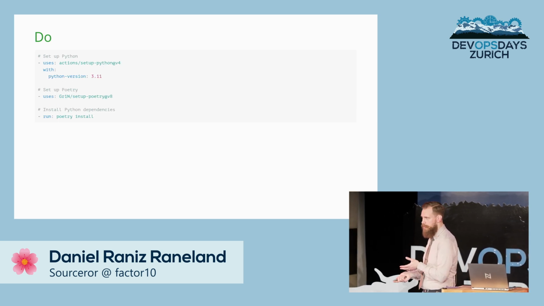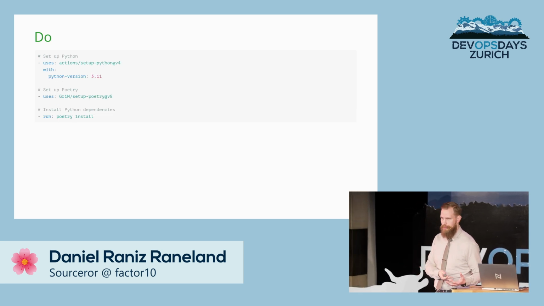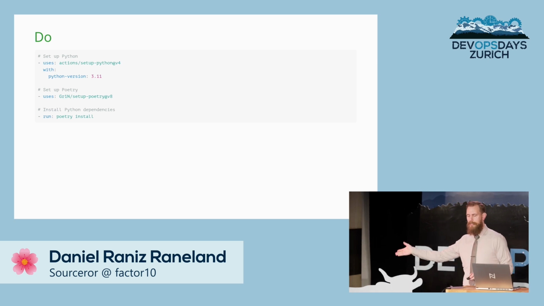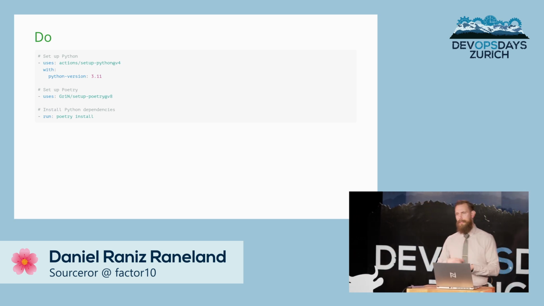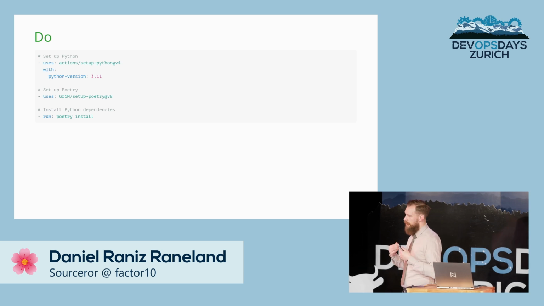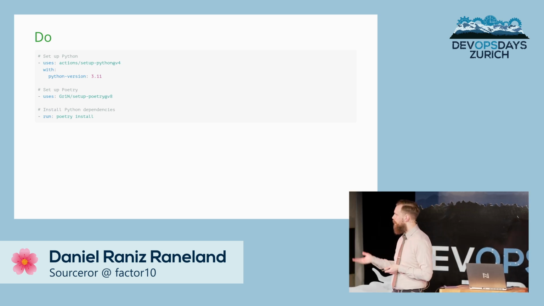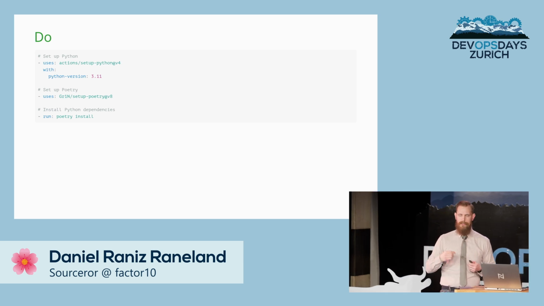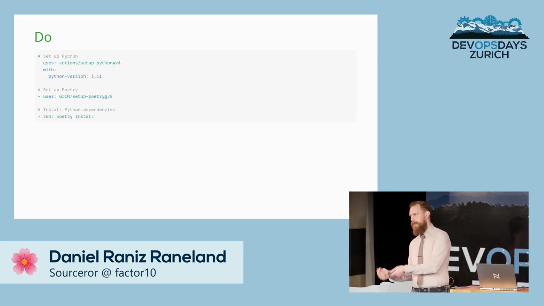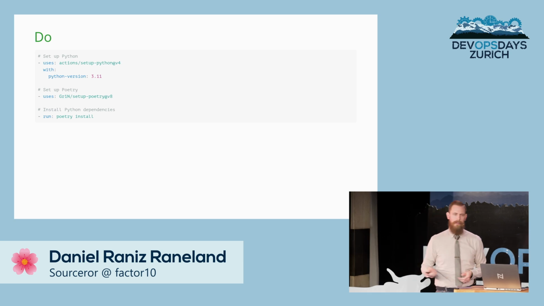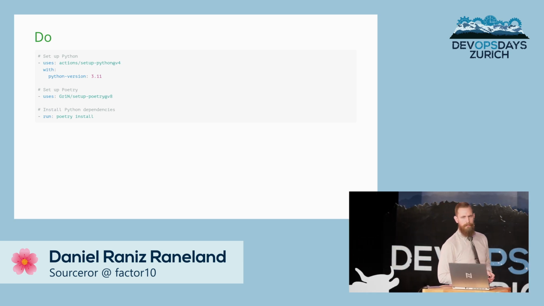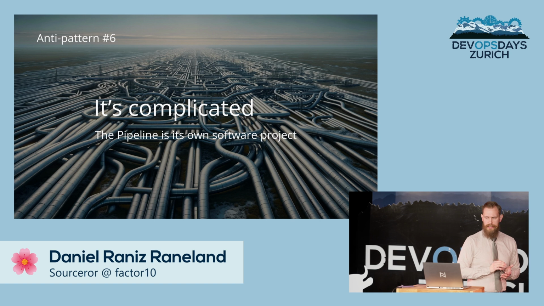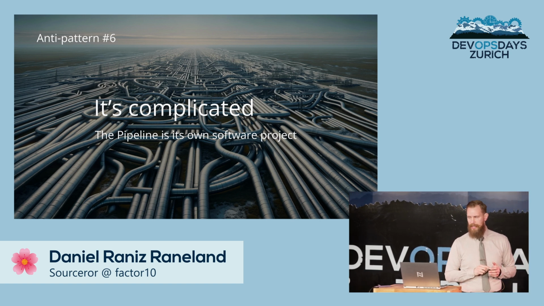You should still use tasks that set up your tools for you. So use the setup Python tools to install the correct version of Python. Use the setup poetry tasks to install poetry. Use the setup Rust task, but don't use tasks that call the tools for you. Call them explicitly.